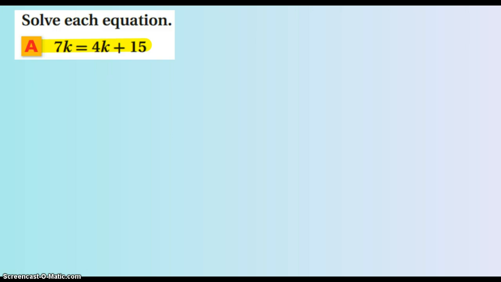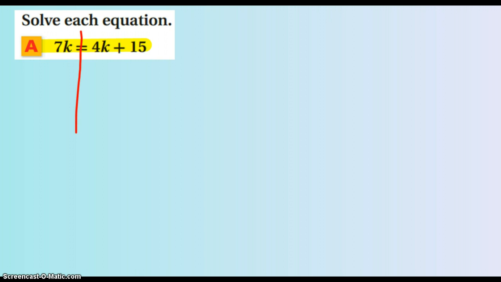So for instance, let's take a look at this first example. We have 7k equals 4k plus 15. Now this is where it's going to be a little more crucial to follow the correct steps because now it's a lot harder to guess and check. And this is a very simple one to start off with. It gets a little more complex as we go here.